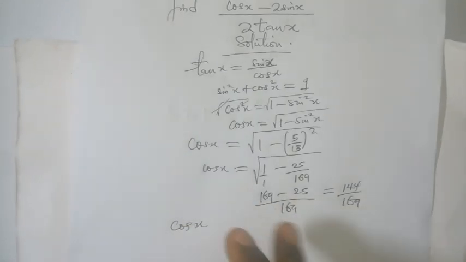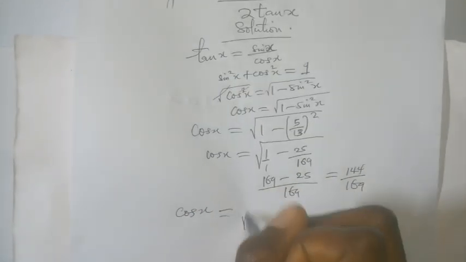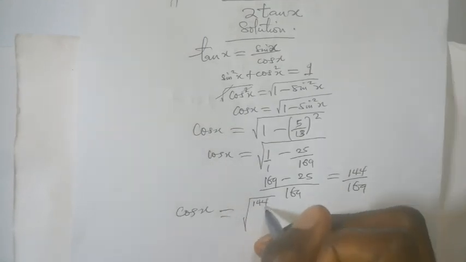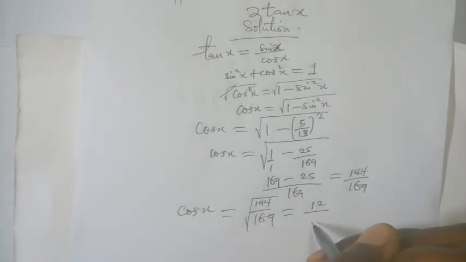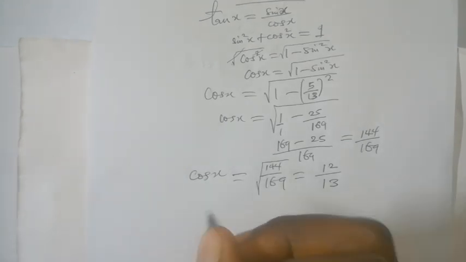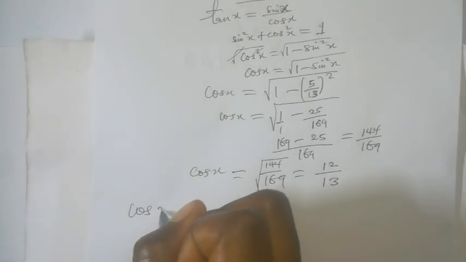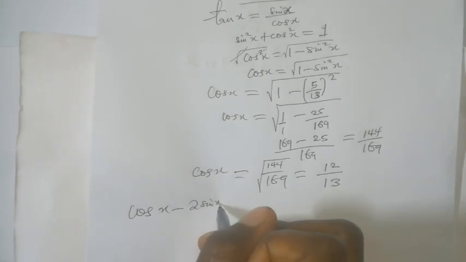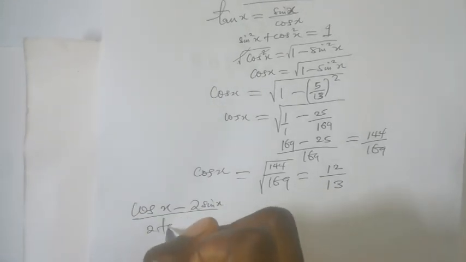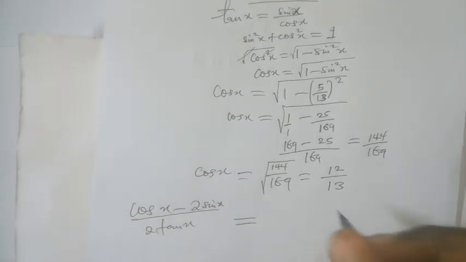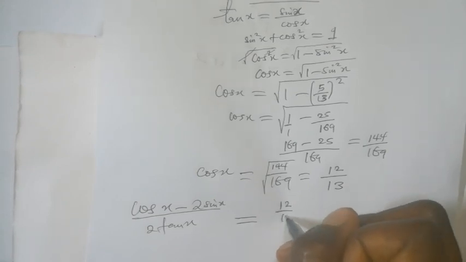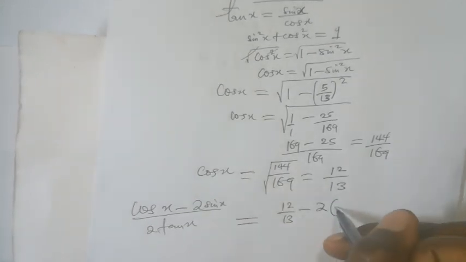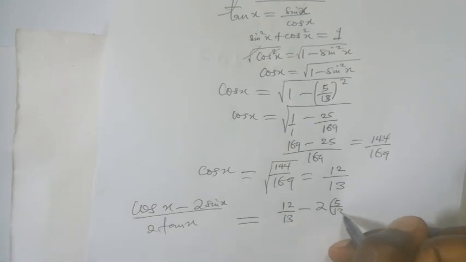So we now have cos x is equal to the square root of 144 over 169. The square root of 144 is 12, and the square root of 169 is 13. So we now have cos x as 12 over 13. So our cos x minus 2 sine x all over 2 tan x, if I'm inputting the values, we have 12 over 13 minus 2 bracket sine x, which is 5 over 13.